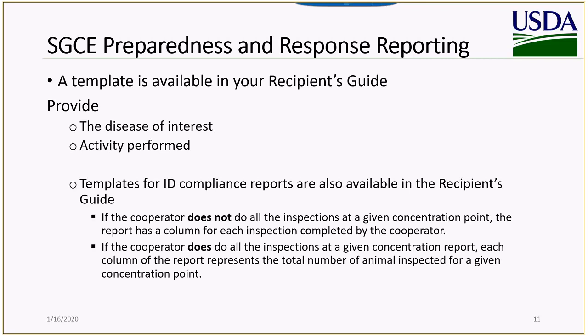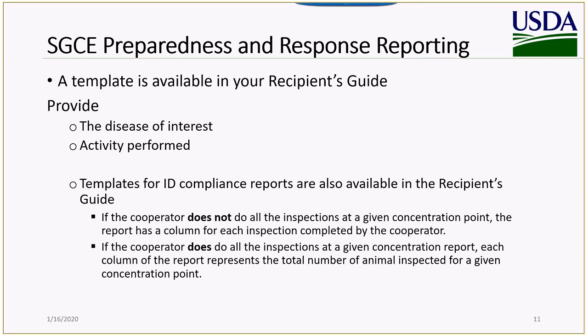Okay, so SGCE preparedness and response reporting. We have templates available in your recipient's guide. Please provide the disease of interest and the activity performed. And for the ID compliance, we have two different reports, depending on if the state or the cooperator is doing all the inspections at a given concentration point. You can summarize those, and each column in the spreadsheet, the compliance report, can represent a given market. So you can summarize all the activities for the quarter done at that given market.